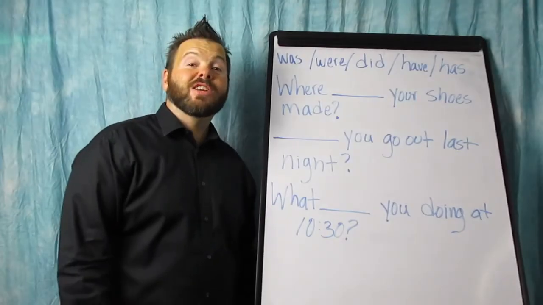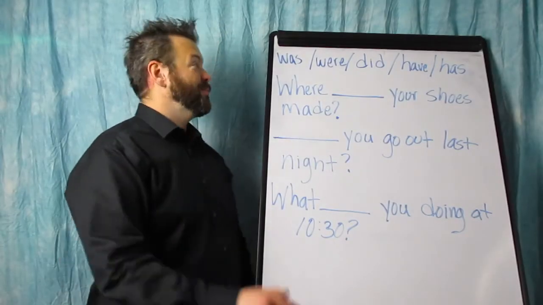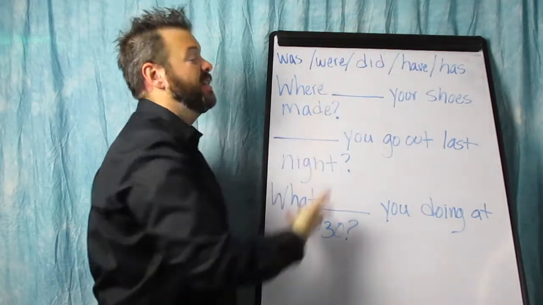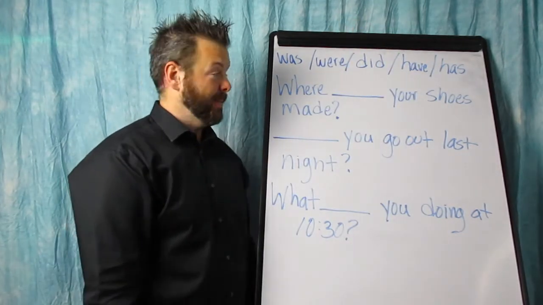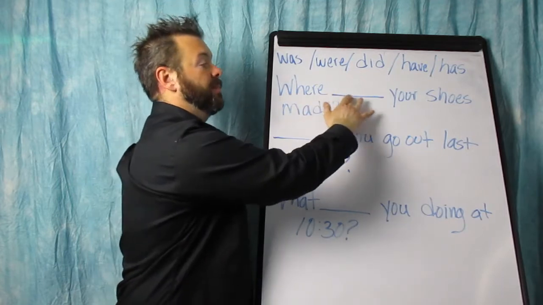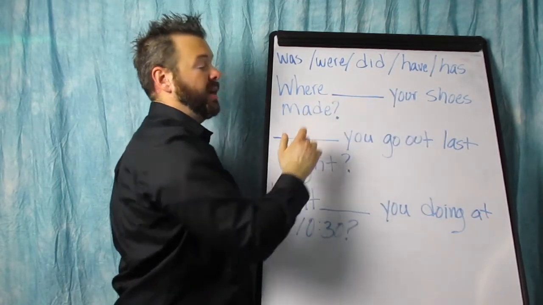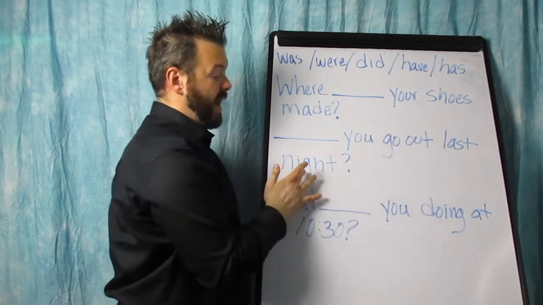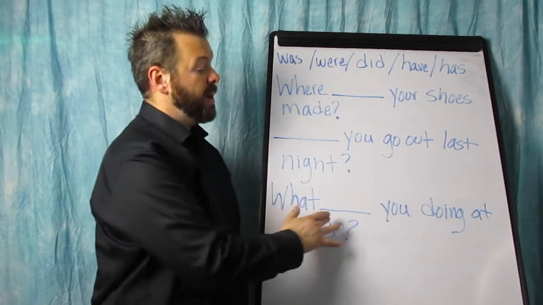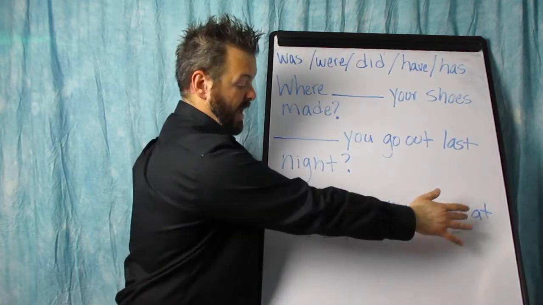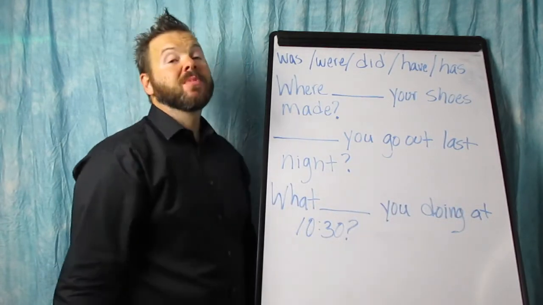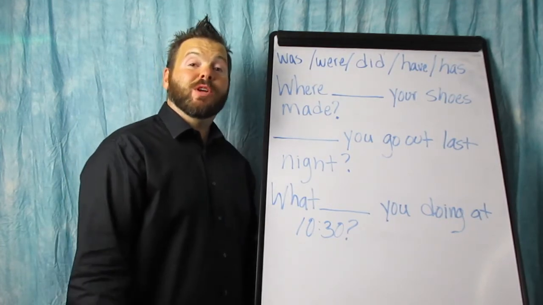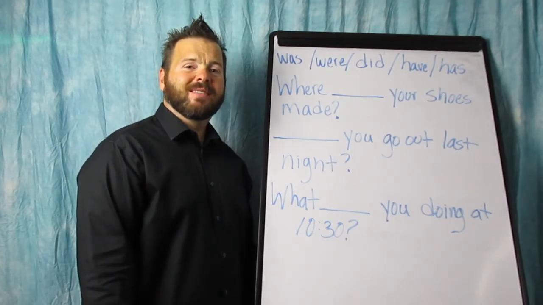Okay, this is our last exercise for today. We're going to use was, were, did, have, or has to complete the following. Where your shoes made. You go out last night. What you doing at 10:30? Pause the video here, complete the sentences, or wait and we can do them together. See you in a moment.